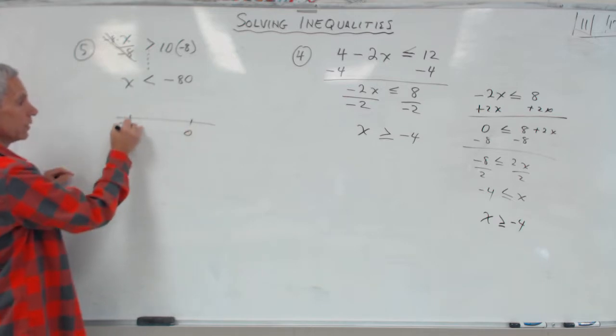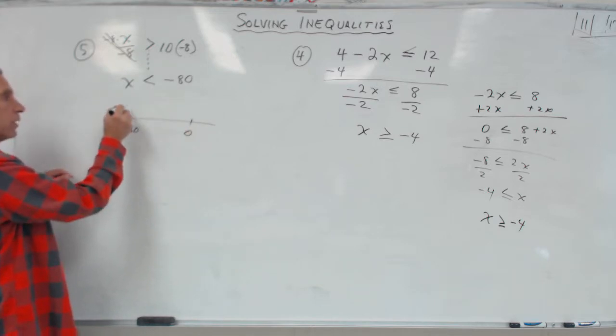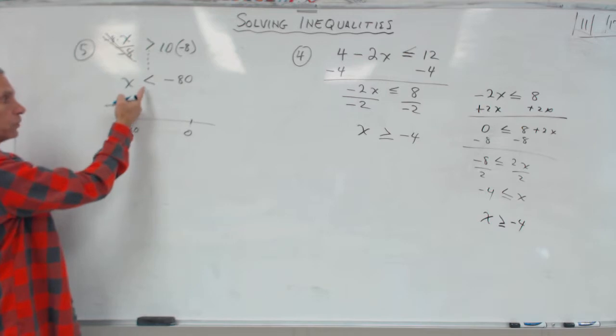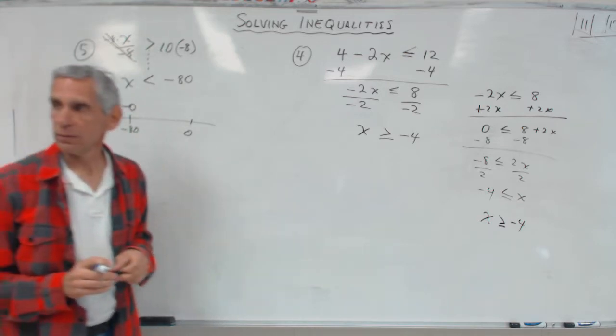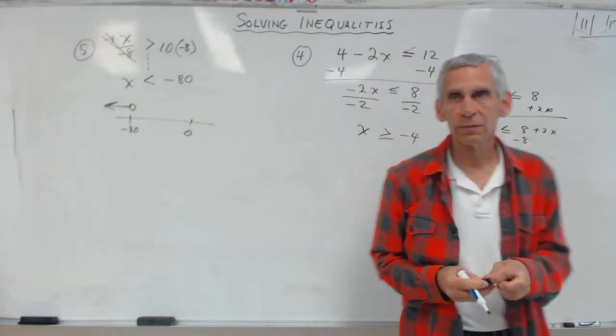Here's 0. Negative 80 is on the left of 0, right? And it's less than, so it's an open circle. You guys with me? Is it making sense? Yes. All right.